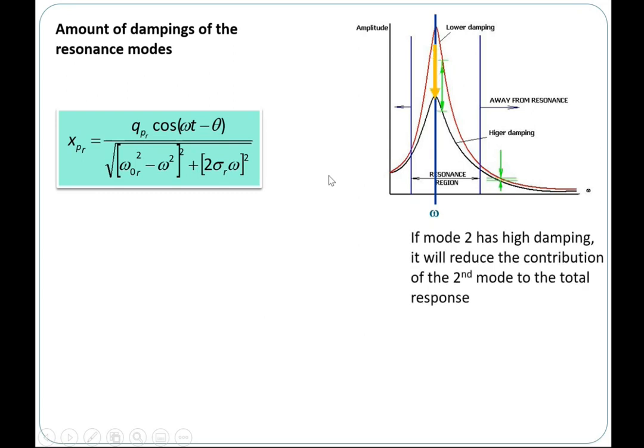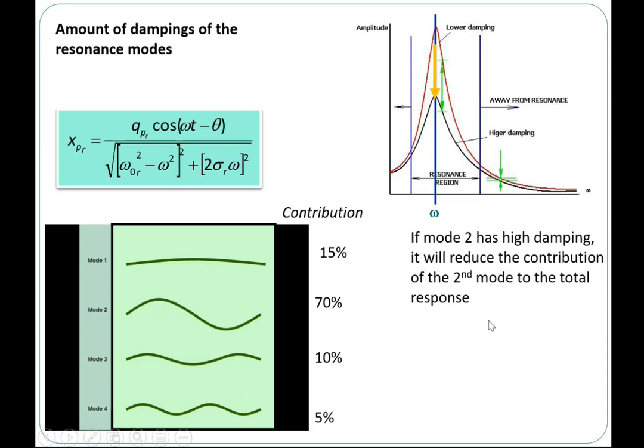So in this particular case, if mode 2 has high damping, then it will reduce the contribution of the second mode to the total response. So your total response, probably just now from 90, if that particular mode has high enough damping, then probably it will reduce to 70% of contributions. Then mode 3 and mode 1 will contribute more in this case. Then you will see that the vibration motion is a mix of motions between maybe modes 1, 2, and 3 in this case. All right, so that is another factor.